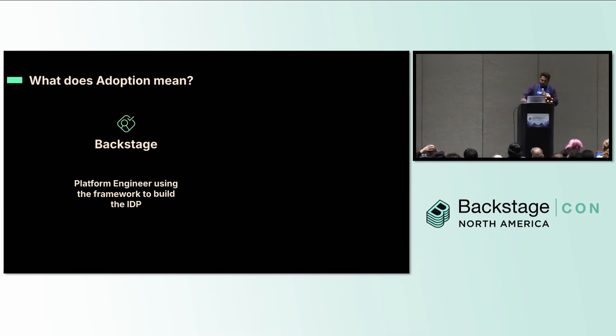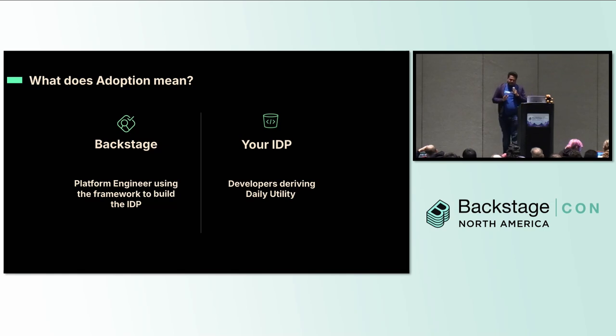But once you have used the project to build your developer portal, now you're back to square one. Now you are the product owner of that developer portal for your internal customers. And now for you, adoption means something else. It doesn't mean I have a great catalog, I have lots of workflows. And this is debatable, but we think it means daily developer utility. In other words, monthly active users, daily active users.